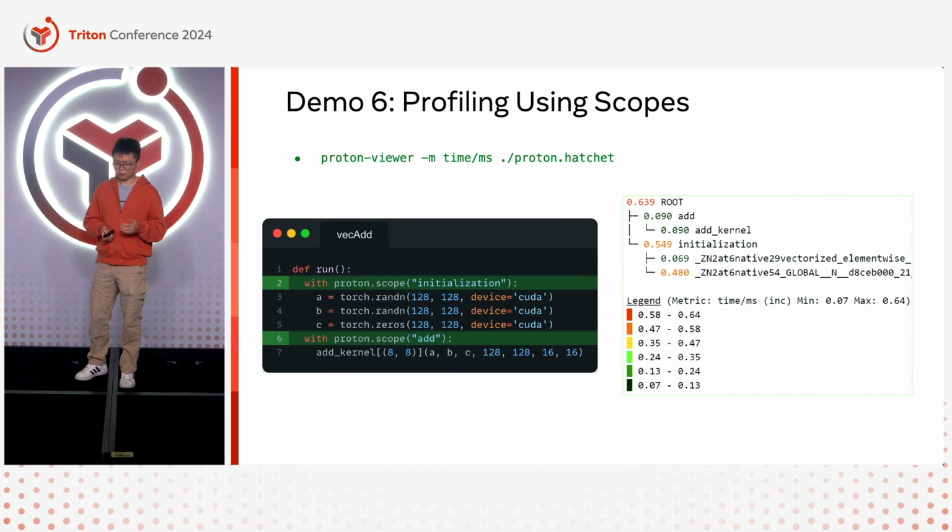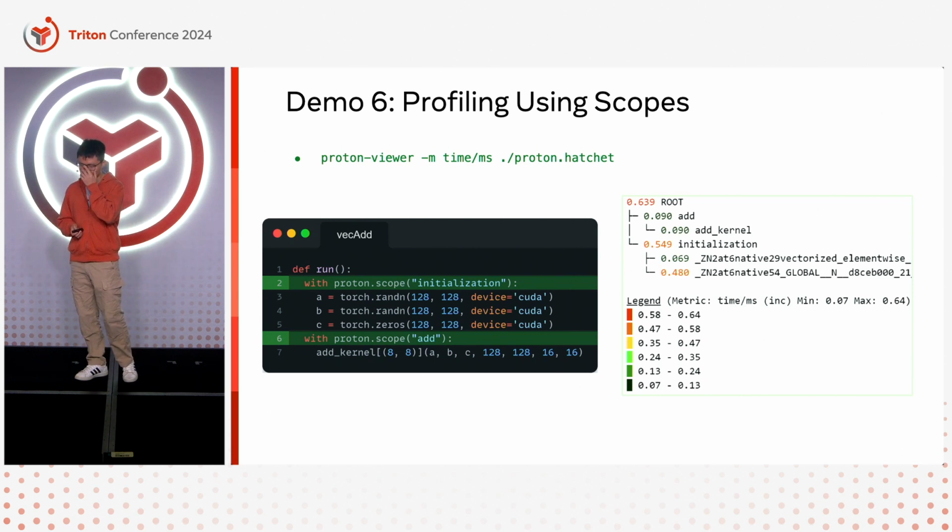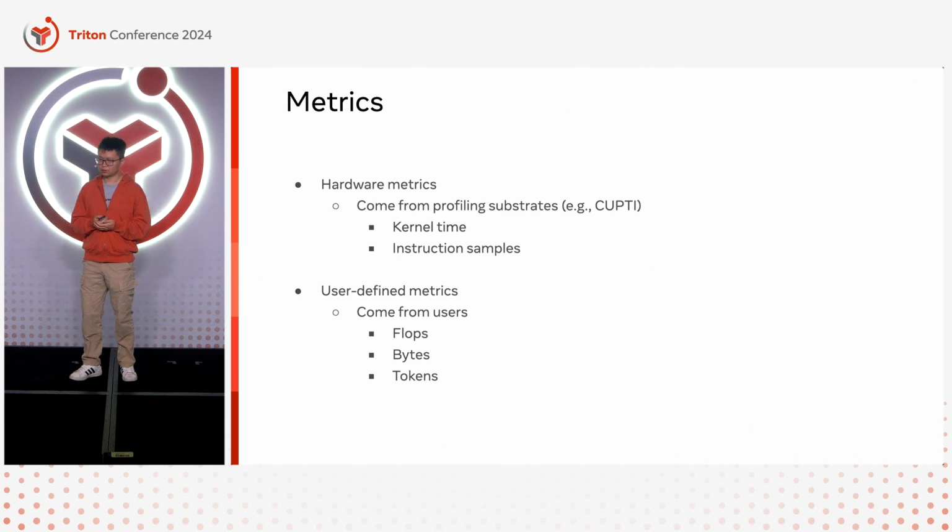After that, applying the same proton-viewer command, here's what we get. We can see that the add kernel is grouped into the add region, and the rand and zeros kernels are grouped into the initialization region with their metrics accumulated on the left side. Using the scope utility, we can not only rename and group kernels that we are interested in, we can also supply metrics.